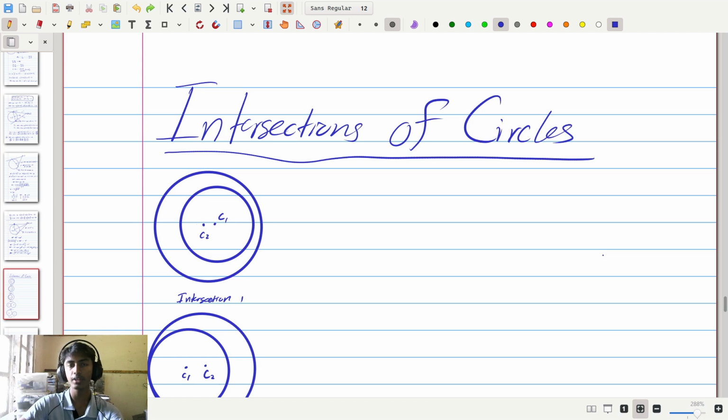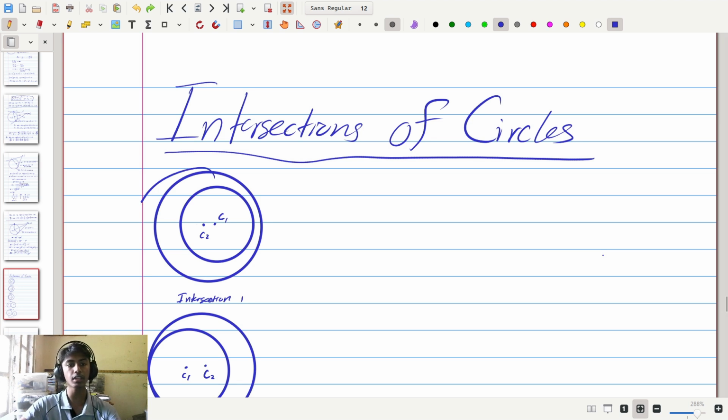So for this, we're going to be considering two circles of different radii. Let's suppose that the radius of the smaller circle is r1 and the radius of the larger circle is r2. Let's also suppose that we label the center of the circle that has a smaller radius r1 as c1 and the center of the circle that has a larger radius as c2.